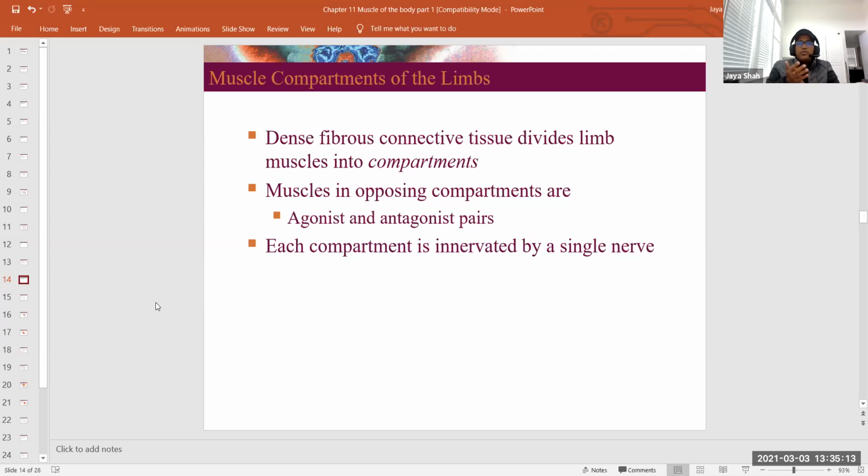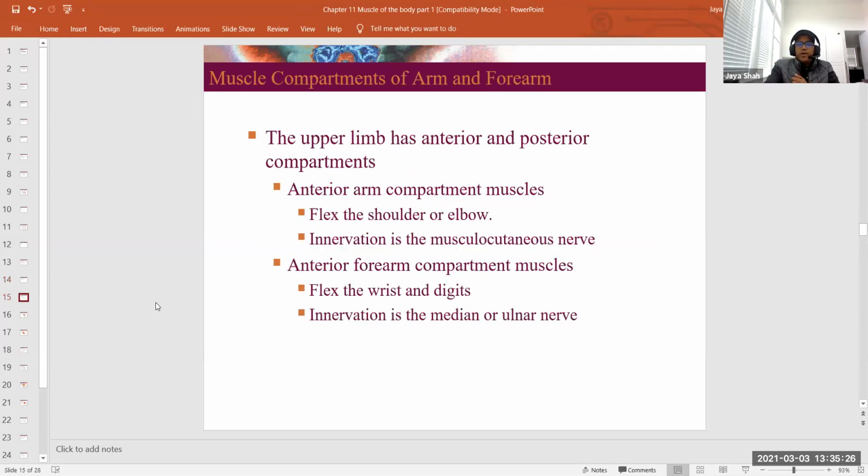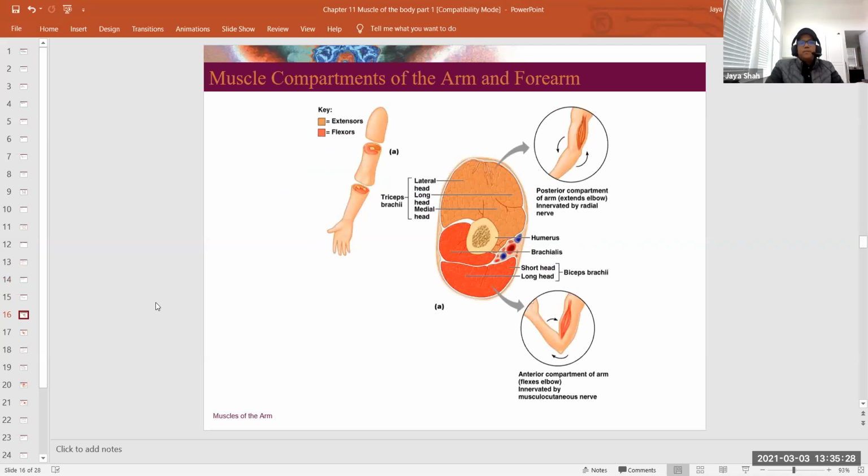Muscles in opposing compartments are agonist and antagonist pairs, as I said earlier, and each compartment is innervated by a single nerve. Okay. So let's see the compartments. Muscle compartments of the arm and forearm. I want you to first look at this diagram.